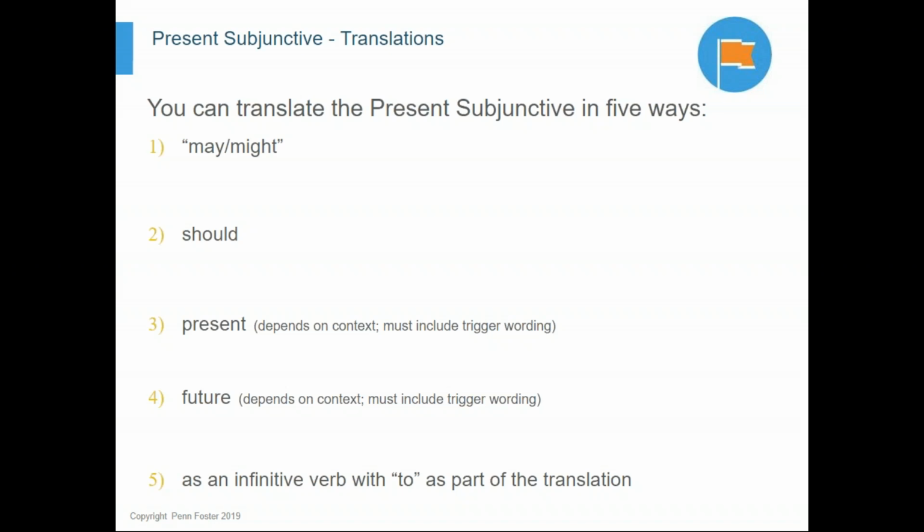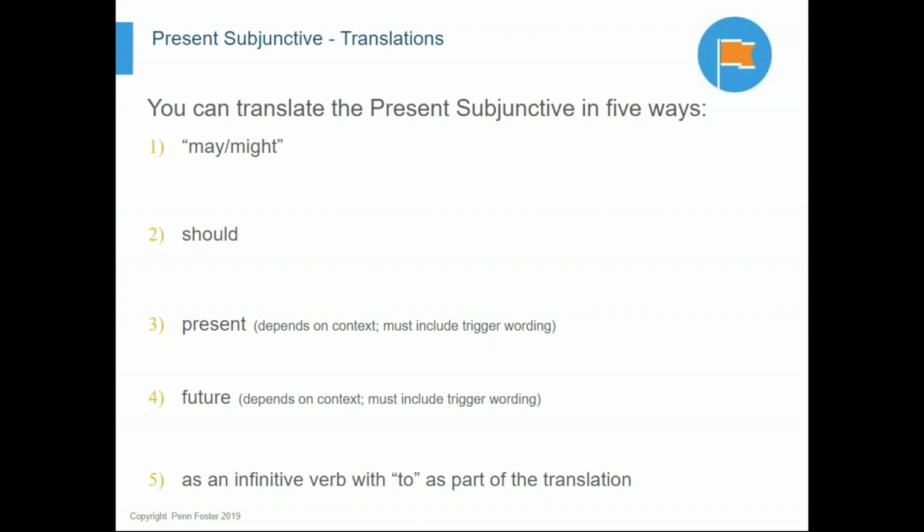May or might, those would be the most common and the most relatable present subjunctive translations. I might go to the store later. Hasn't happened yet. It's not definite. It's uncertain if I'm going to go. There might be some variables that keep me from going to the store. Something that somebody should do, I think that he should apply to college very soon. Present subjunctive.